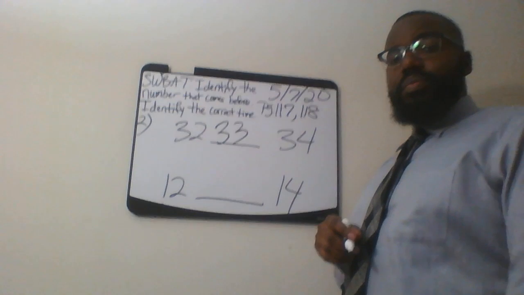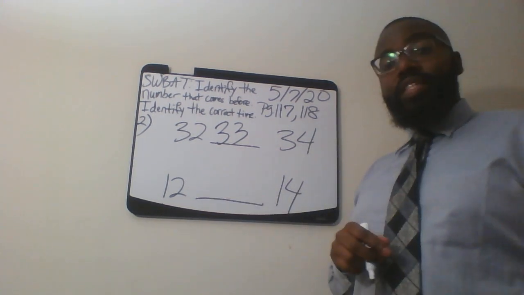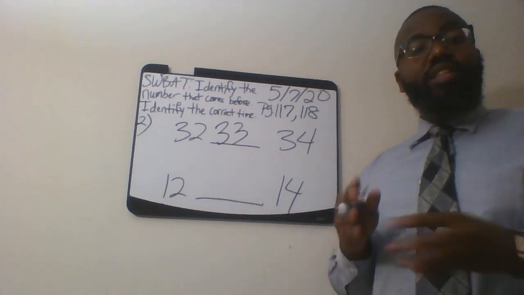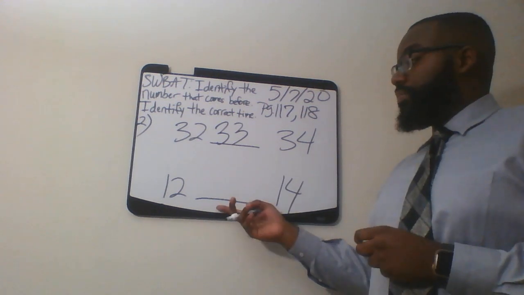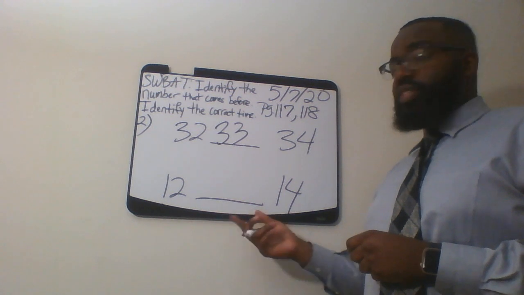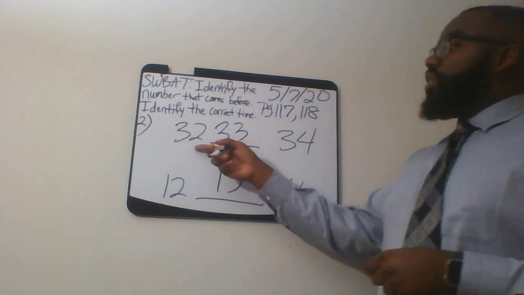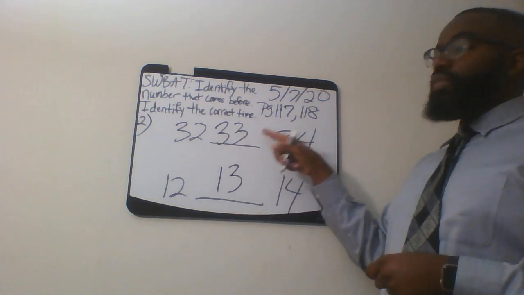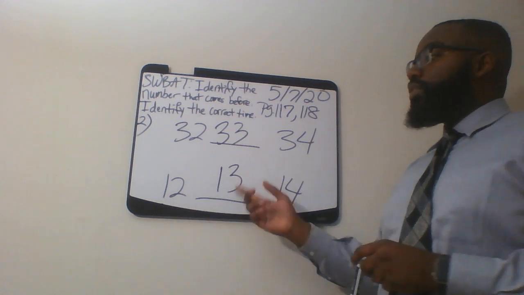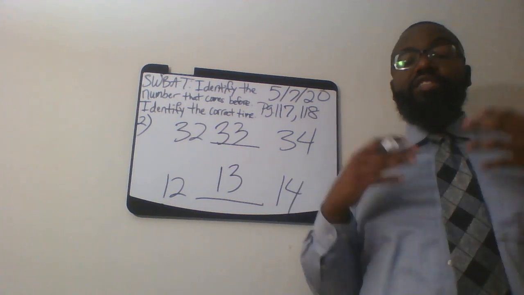Let's move on to the next one. Here we have 12 and 14. What comes between 12 and 14? What number do you think comes between 12 and 14? 12, a number, and 14. 13. So 32, 33, 34. 33 comes between those two numbers, and 13 comes between 12 and 14. 12, 13, and 14. Now, number three wants you to add, very self-explanatory.